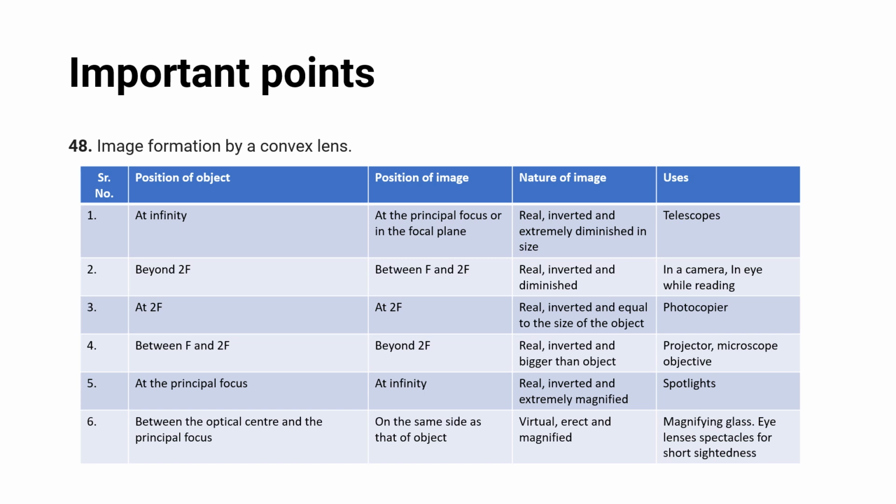If the position of object is between optical center and the principal focus, the image is on the same side as the object and will be virtual, erect and magnified. It is used in magnifying glass, eye lenses, spectacles for short-sightedness.